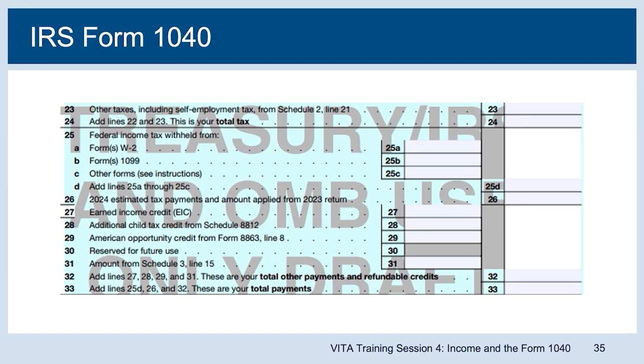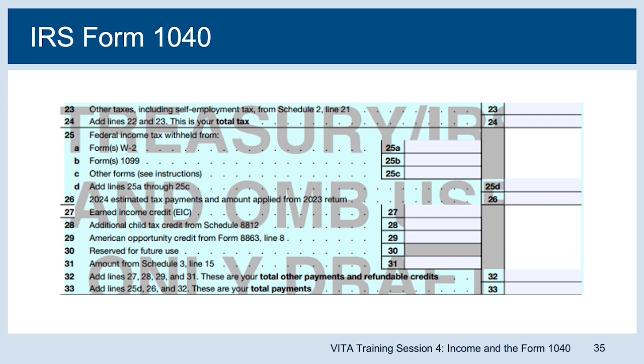Line 23, other taxes reported on IRS Schedule 2, line 21. These can include self-employment taxes or additional taxes on IRAs. These taxes are discussed further in Training Session 7. Line 24, add lines 22 and 23. This is your total tax liability before any payments or refundable credits.